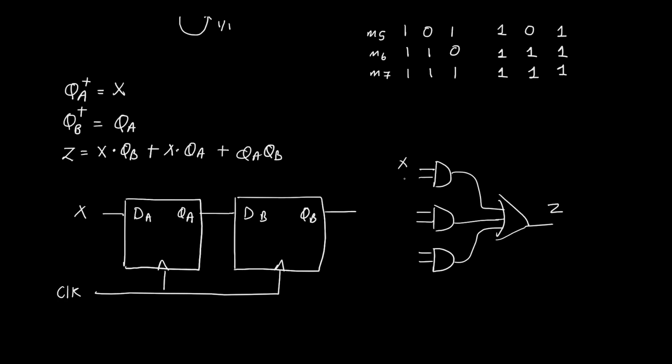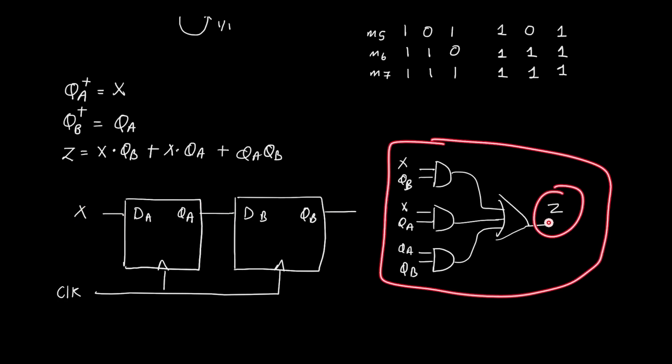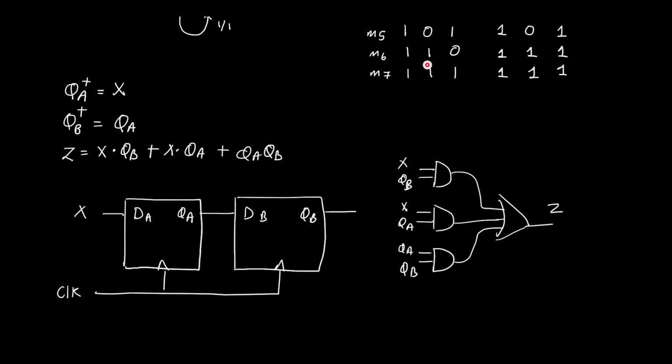So the inputs are X, QB, X, QA, QA, QB. The signals here, here and here are given as input to this combinational block, which will generate my output signal Z. So this is our final design.